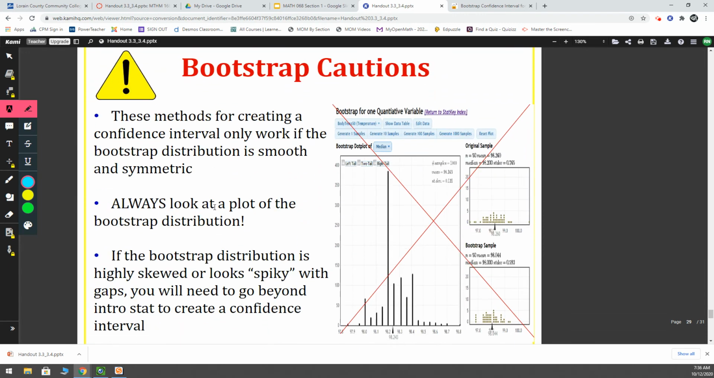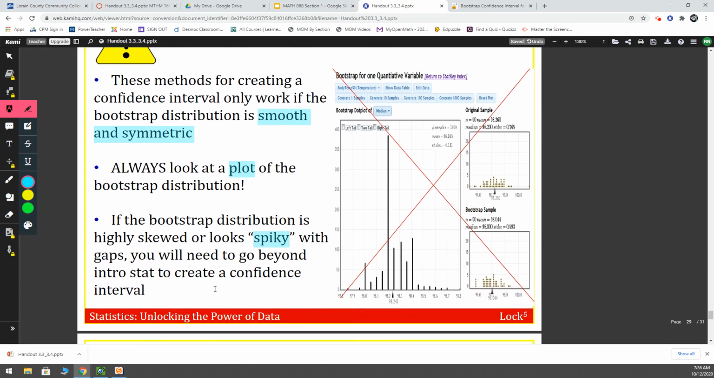These are some Bootstrap cautions. First of all, these methods for creating a confidence interval only work if the distribution is smooth and symmetric. If it's not smooth and symmetric, you can't do it. Always plot your data. You've got to see what it looks like. You just can't take it for granted that it's going to be okay. If it is spiky, like the one on the right-hand side right here, look at that one way high up there, or if it has gaps in it, this one has some gaps here, where it goes lower and then spikes back up again, you need to go beyond this course in order to create the interval. Normalizing data is a technique outside of what we do here.